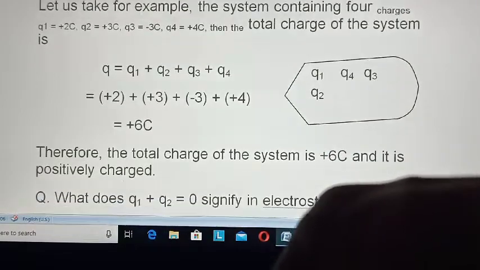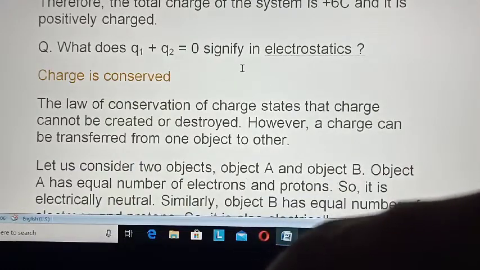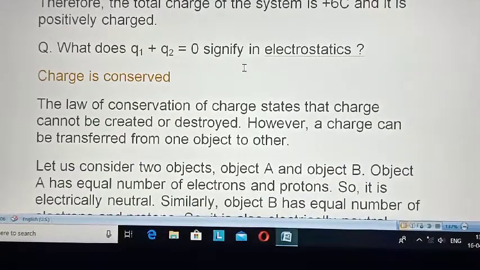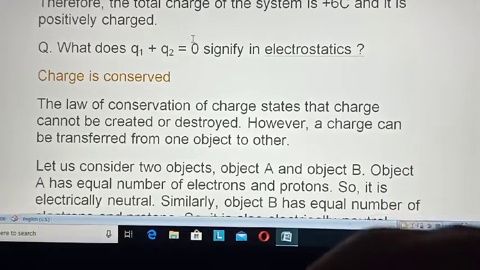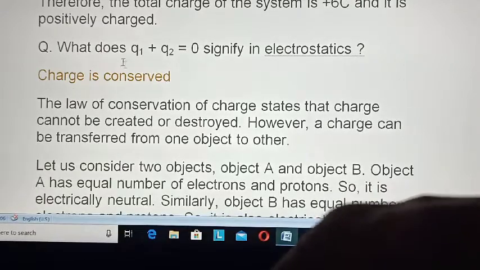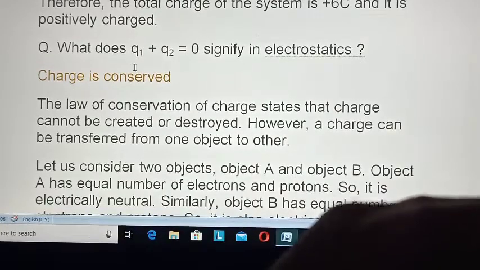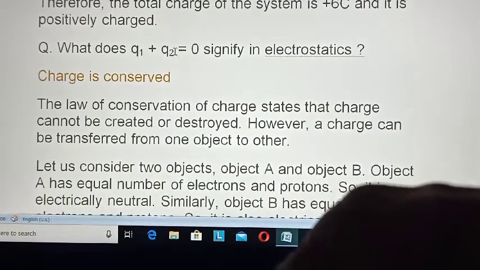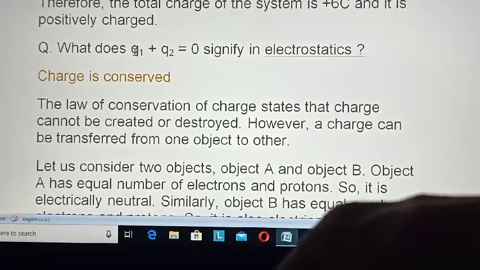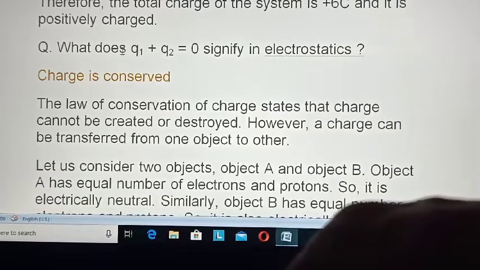Now sometimes a question may arise like this: what does q1 plus q2 is equal to 0 signify in electrostatics? So it is understood that it is in accordance with the additivity of charge. That means for a system q1 plus q2 is equal to 0, it is possible only when these two charges are of opposite nature and their magnitude is same.